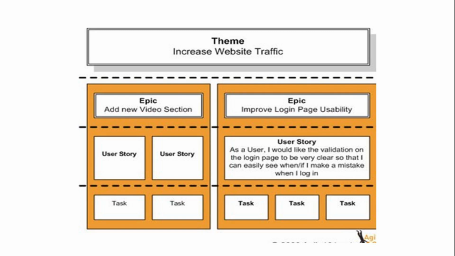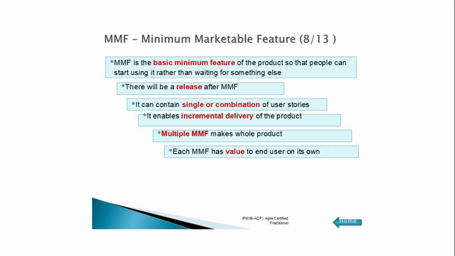To increase website traffic, we focus on 2 main epics: adding a new video section and improving login page usability. Each epic is broken down into user stories and tasks, guiding the development process. The minimum marketable feature, or MMF, is the smallest set of features that provides value to users. It emphasizes incremental delivery and ensures that each release adds value to the product.